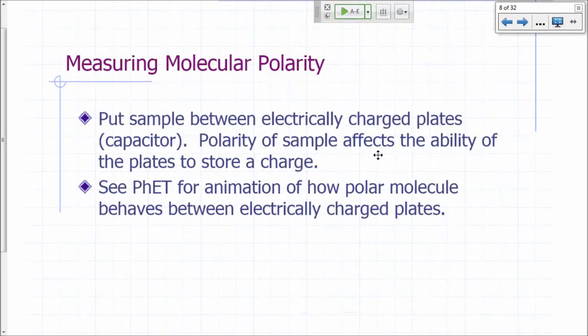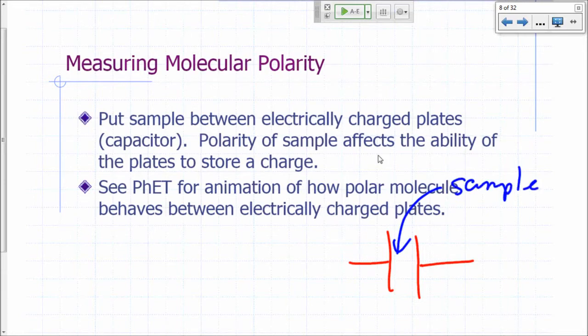So how do you actually measure molecular polarity? What you do is you put your sample between electrically charged plates. A pair of electrically charged plates is what's called a capacitor. Okay? So you put your sample in there. So if one end is positive, the other one's negative. Okay? A capacitor is something that can store a charge.